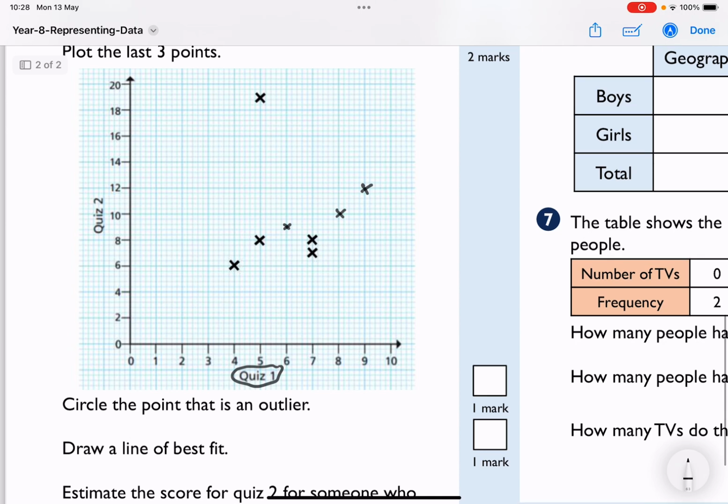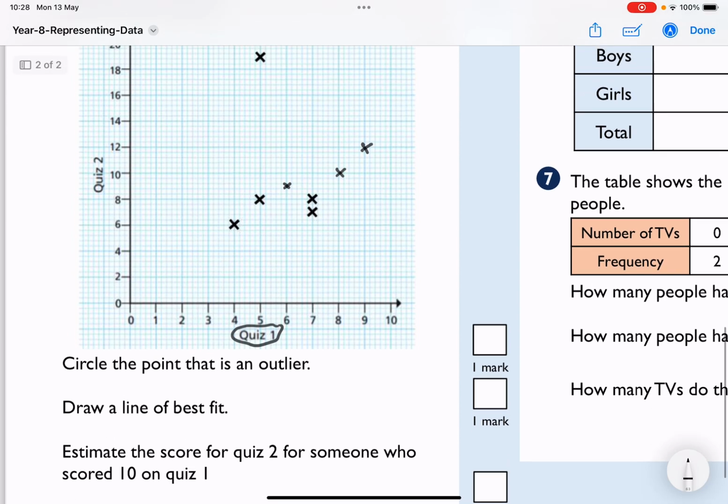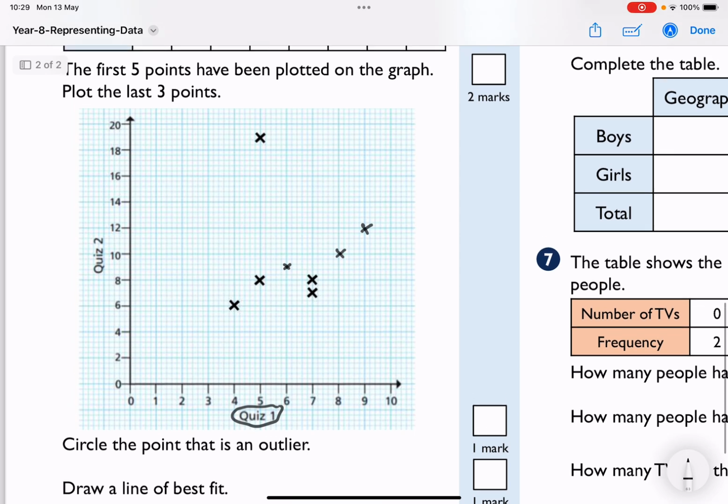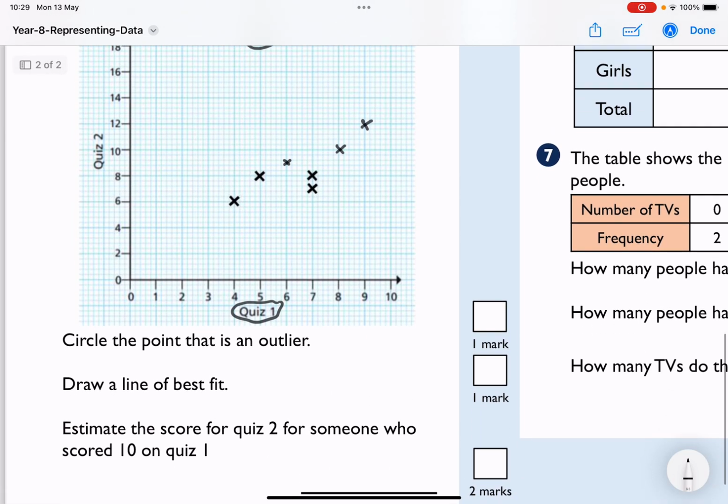And then I'm going to draw the line of best fit in a moment, but first, circle the point that is an outlier. Well, the outlier is the one that just doesn't fit into the correlation, and I think it's obvious that this is this one. Now it's asking for a line of best fit.